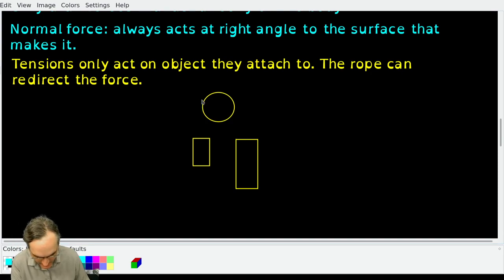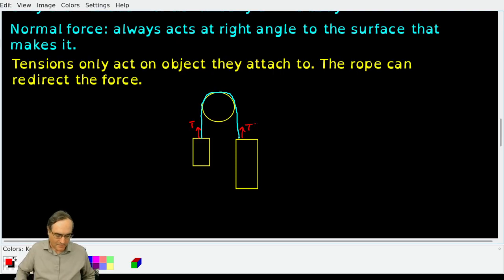Oops, I don't want a rectangle for that. Then it's going to wrap around, and the way the force will actually act is up on each box. If we consider how the tension acts on the pulley, the tension would be acting down on each side of the pulley. Yes, this can get a bit confusing.